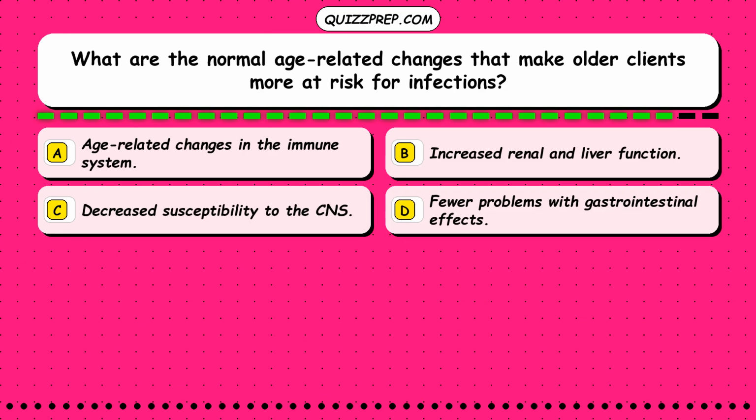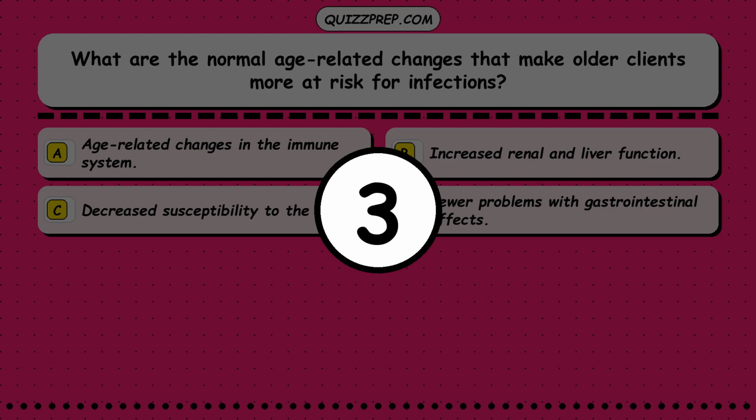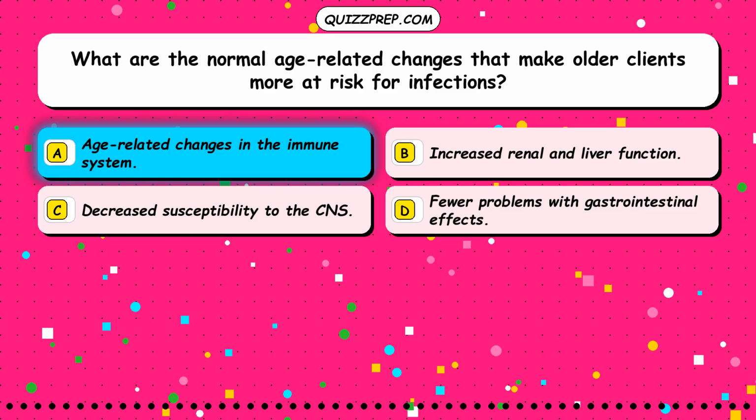Question 191. What are the normal age-related changes that make older clients more at risk for infections? Option A, age-related changes in the immune system. Option B, increased renal and liver function. Option C, decreased susceptibility to the CNS. Option D, fewer problems with gastrointestinal effects. The correct answer is option A, age-related changes in the immune system.